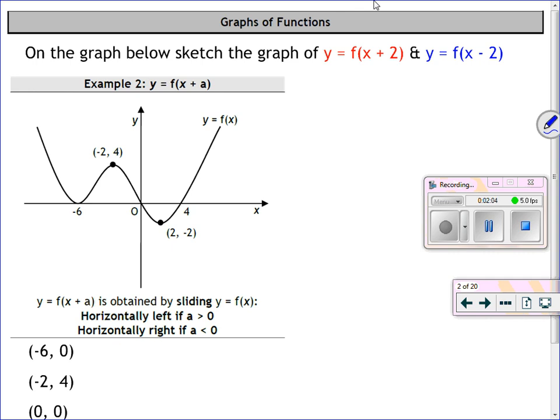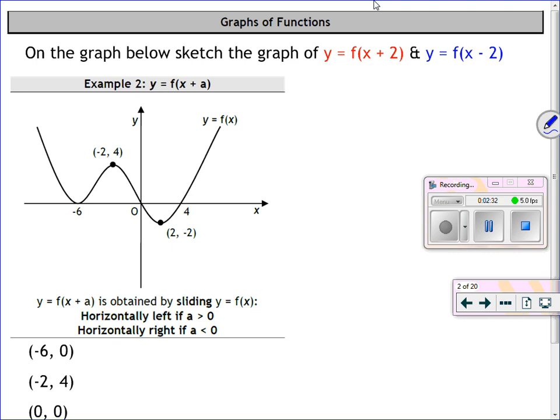If the number is on the outside of the bracket, it affects the y and the x stays the same. If the number is inside the bracket, it affects the x. The y stays the same, but it does the opposite. So outside affects y, x stays the same. Inside affects x, does opposite. Remember that.